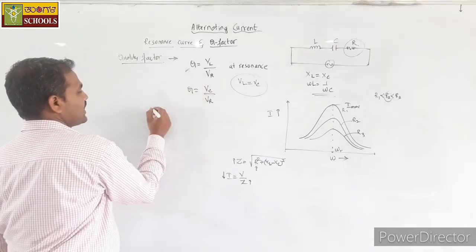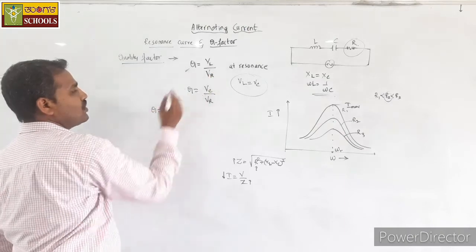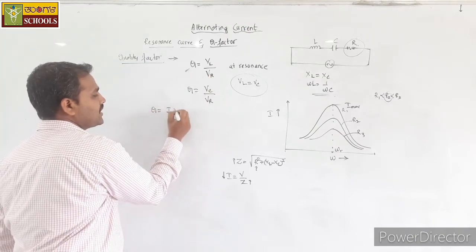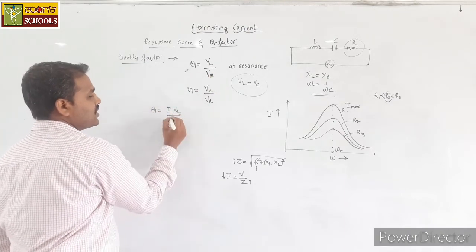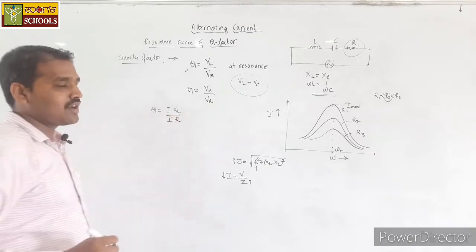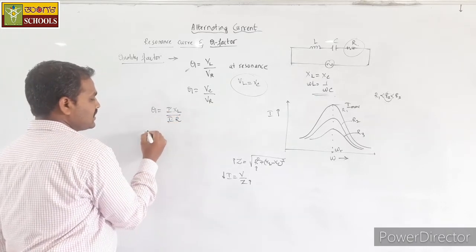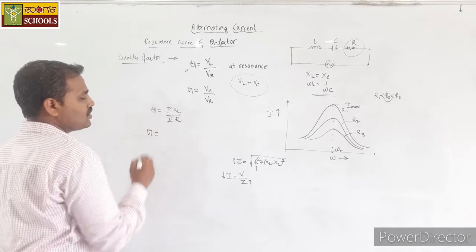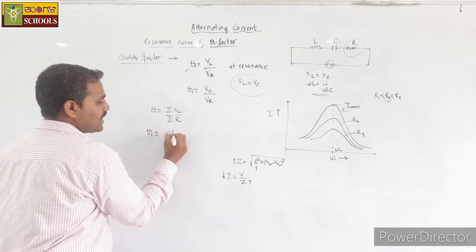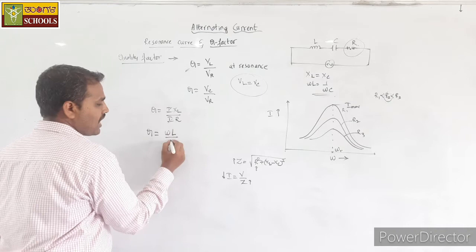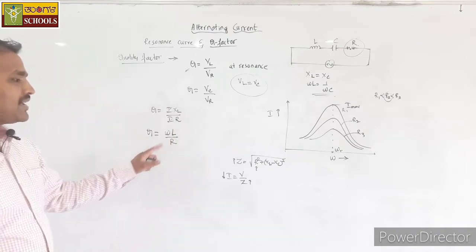Using this equation, I can write Q is equal to VL, which is nothing but I into XL, divided by VR, which is I into R. These two get cancelled. So I can write Q is equal to XL, which is nothing but ωL, divided by R. But ω is equal to what?